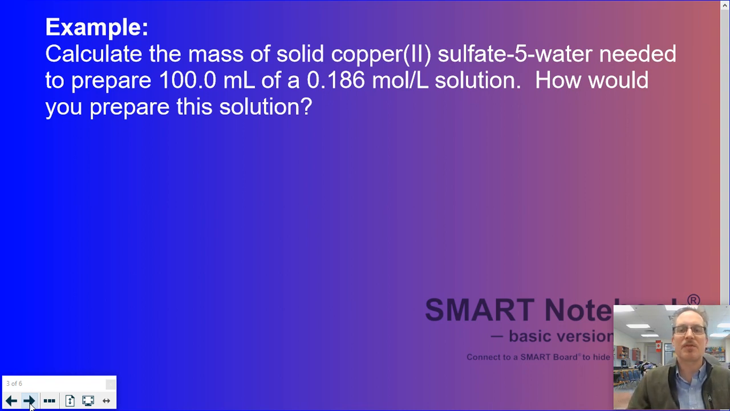So the question we're going to answer today is we're going to calculate the mass of solid copper 2 sulfate pentahydrate. So first thing we're going to do is the same thing we always do, is we're going to write the chemical formula out.